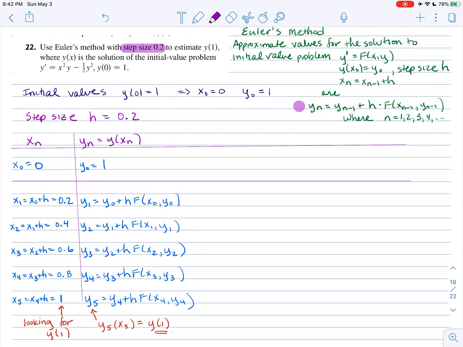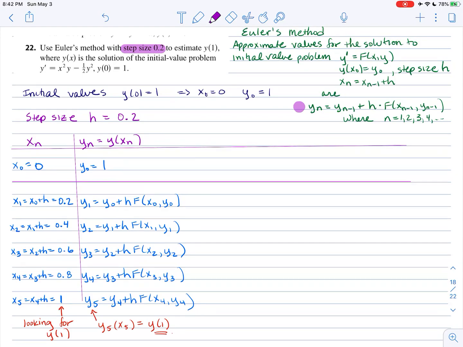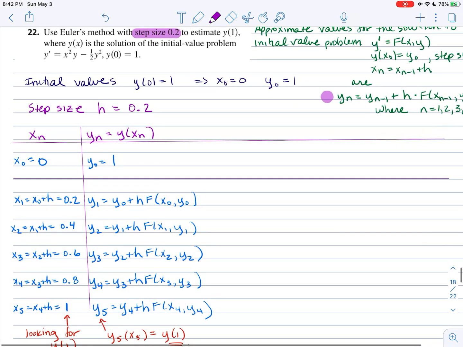So now let's actually start making those calculations, and we are going to have to use x squared y minus 1/2 y squared. We can start off with the very first one. We know what y sub 0 is. y sub 0 is 1. We know what h is. h is 0.2, and we know that x0 is 0, and y sub 0 is 1. So I'm going to be calculating that value.